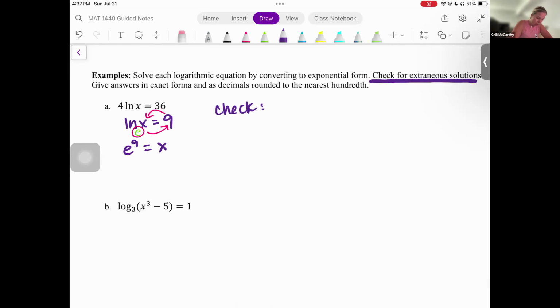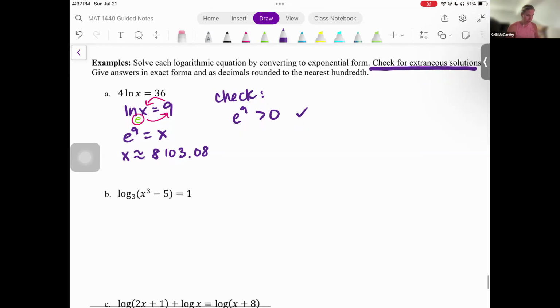So our only argument is x. If I plug in e to the 9th, is that going to be positive? Yes, it is. So e to the 9th is our solution. As an approximate answer, this is 8,103.08, approximately. Again, e to the 9th is our exact form. 8,103.08 is an approximation. A lot of times we'll ask for both forms of that answer.